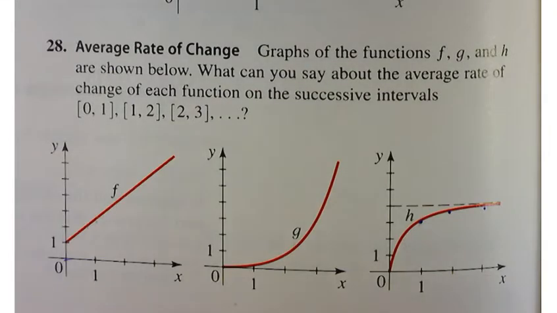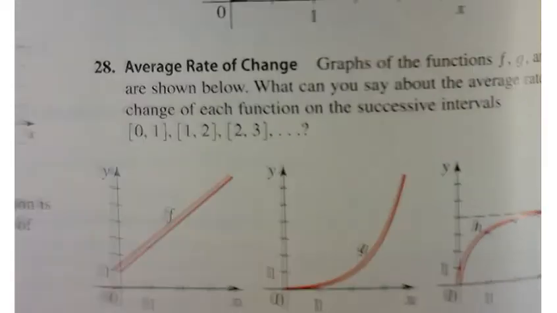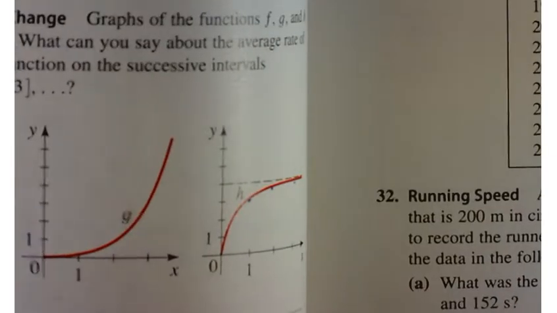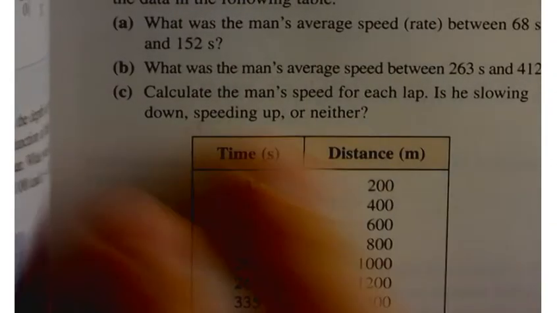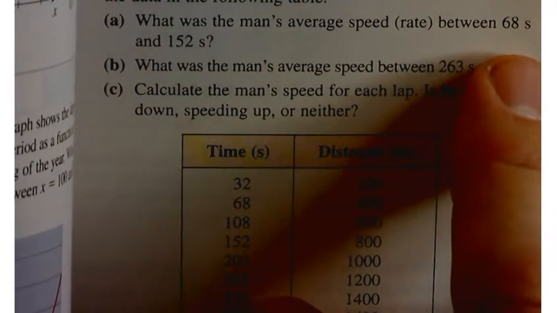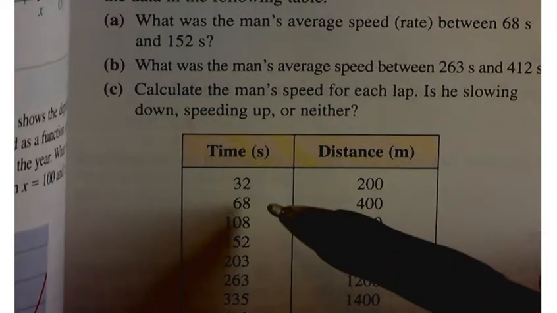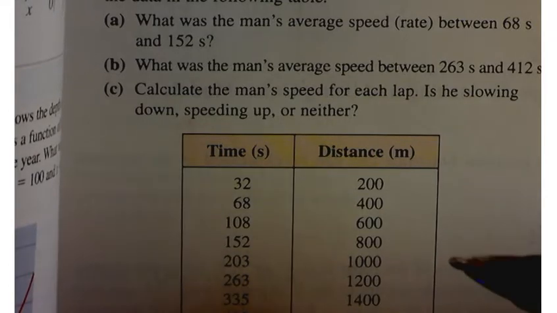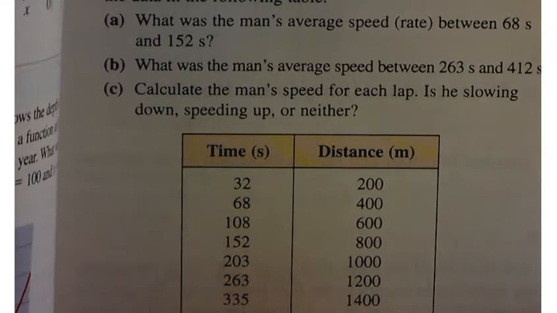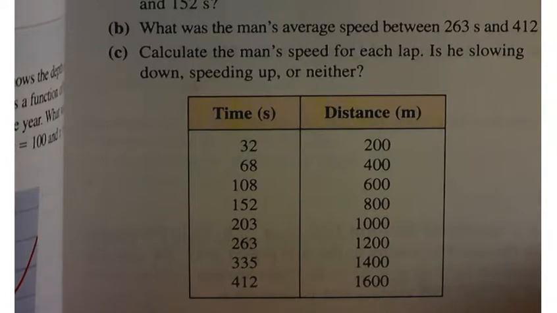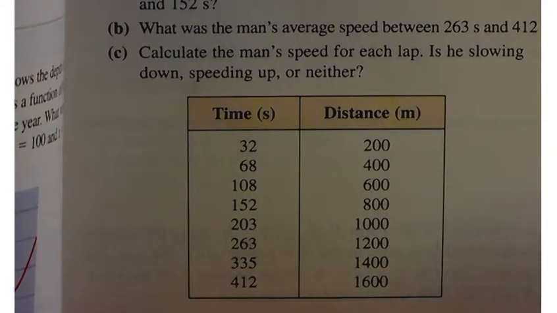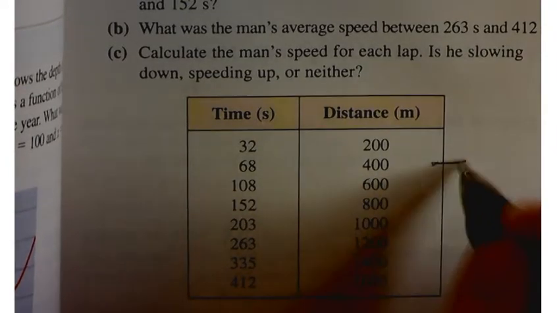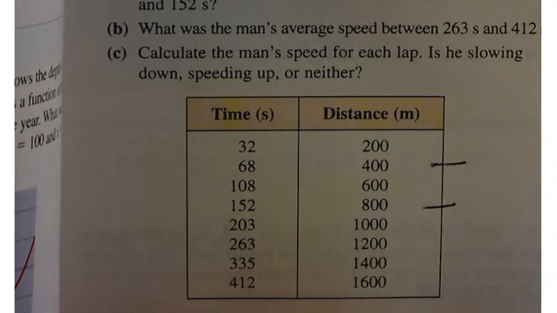Now, you can apply this idea of average rate of change to other things, like running speed, and that's in problem number 32. So we've got some values here. It says, what was the man's average rate of speed between 68 and 152 seconds? So again, that's just the slope. Let's do this one by hand. Find the slope. So I want this one and this one. So let's write down those points.